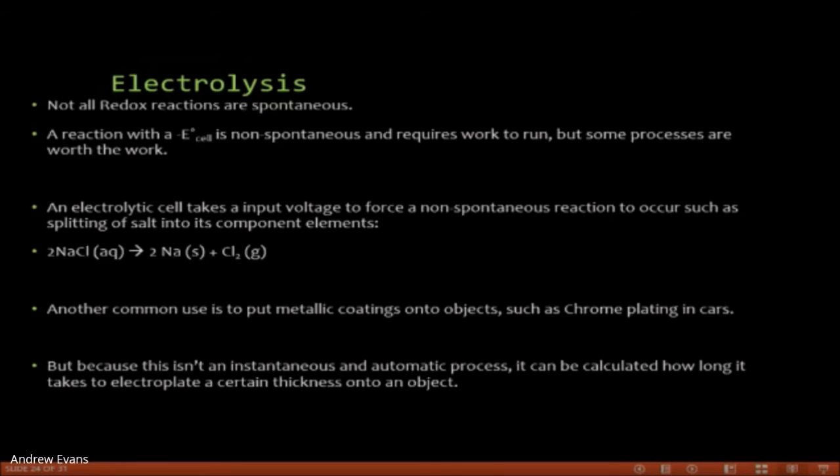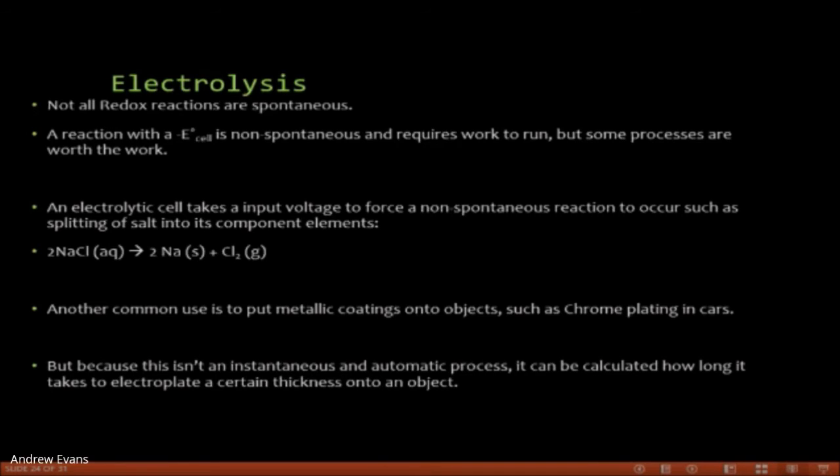It's a non-spontaneous reaction. Now, it's possible, for example, to split sodium chloride into sodium and chlorine gas. Remember, that was a highly spontaneous reaction that we talked about. We had negative 785 kilojoules because of the voltage of like 4.069. However, if we put 4.069 volts of energy back into it, we can split it back into its original elements.